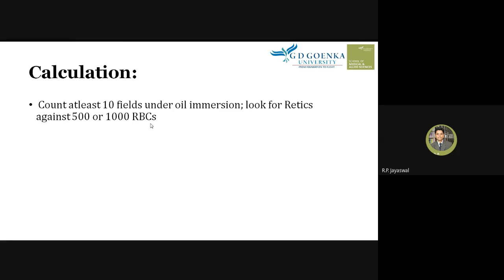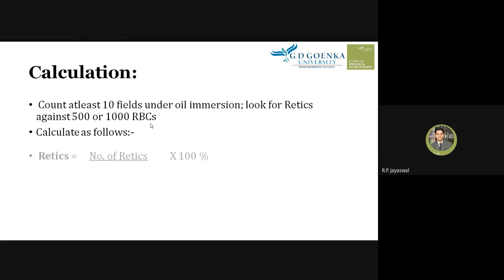So when you count in one field, you might be able to find numerous red blood cells and a few reticulocytes. So in every field, you have to count red blood cells and retic cells. So let's say you have counted 500 or 1000 red blood cells in different fields, and also you have recorded the number of retic cells. Now you can use this formula for calculation.